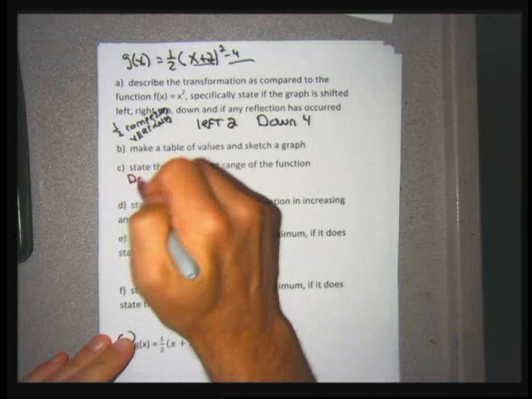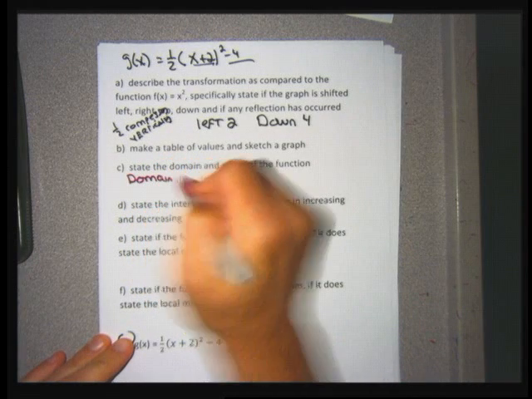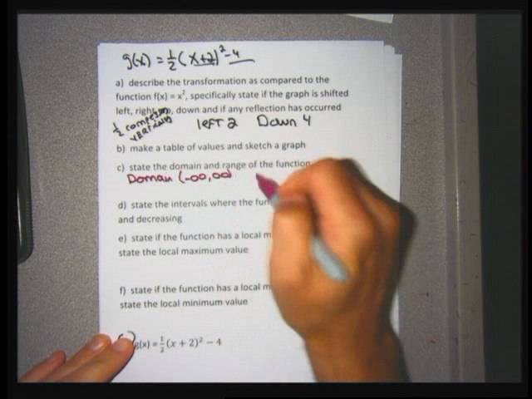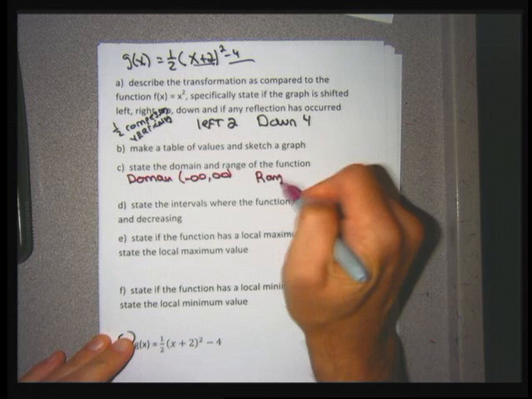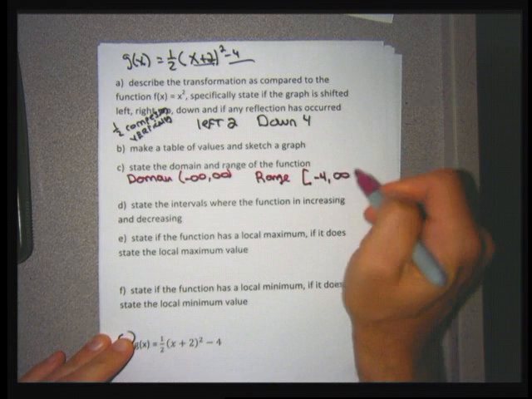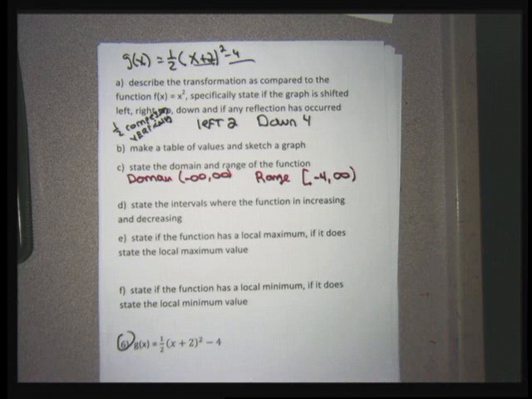So for part C here, my domain for all parabolas, there's no algebra, nothing, I don't even need the graph, it's negative to positive infinity. And my range is going to go from the bottom y coordinate, which is the y coordinate of the vertex, to the top of the graph, which is y equal infinity.